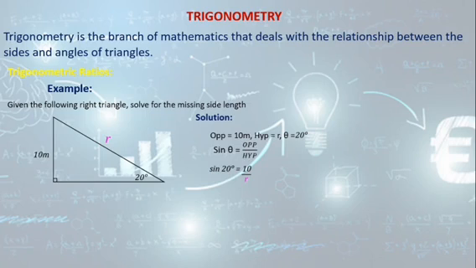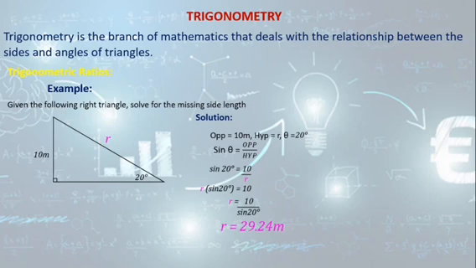So you have r times sine 20 is equal to 10, and then we divide both sides by sine 20 degrees, and you have r equals 10 divided by sine 20 degrees, and your final answer, if you press your calculator, your r will be equal to 29.24 meters. And this is really very easy. Trigonometric ratios don't get more complex than this.